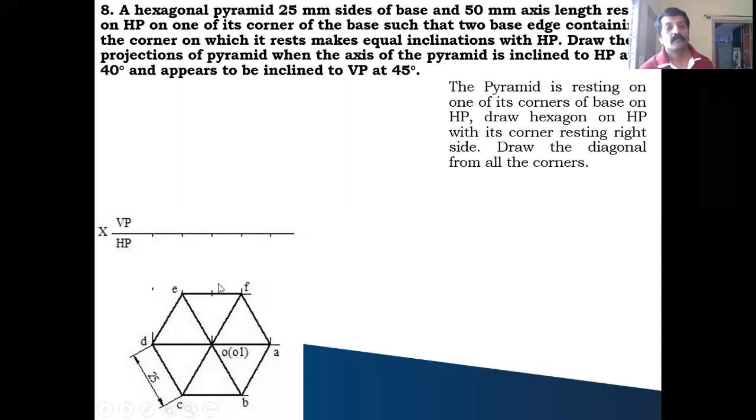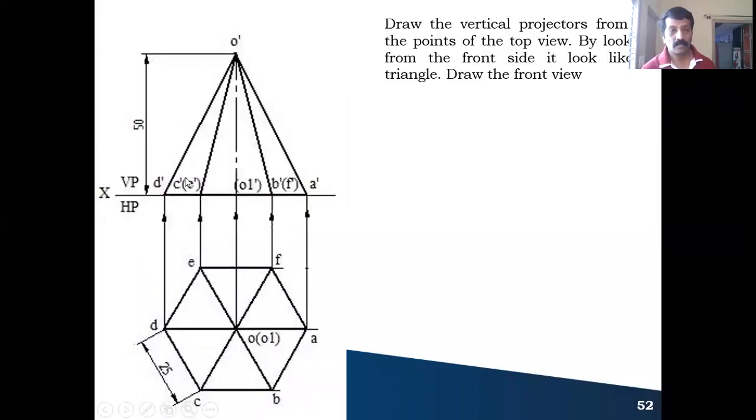Next, to draw the front view, you draw the vertical projectors from all the points till they meet the 45 degree XY line. After that, this is the axis point. Extend the axis point, the vertical projector, and take the axis height as 50 millimeter. You take this as the center and cut it here. Wherever it cuts the vertical projector line, you call it the apex point.